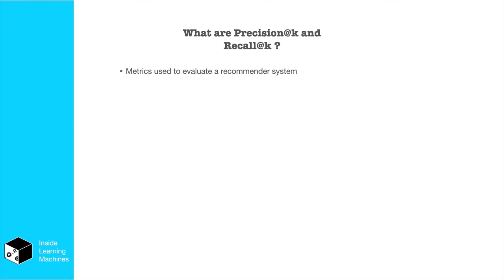Okay, so as already mentioned, precision at K and recall at K are both metrics used to evaluate a recommender system. So let's take a closer look at what we mean by a recommender system.